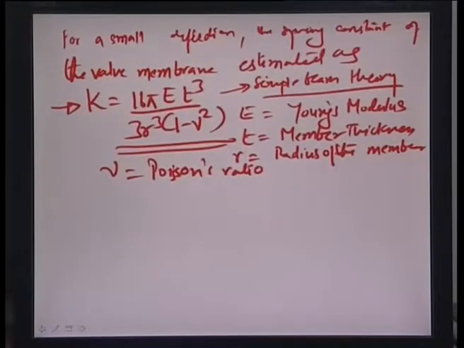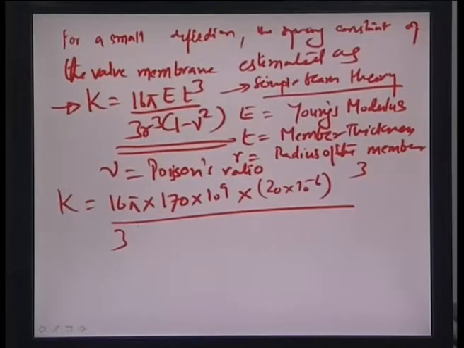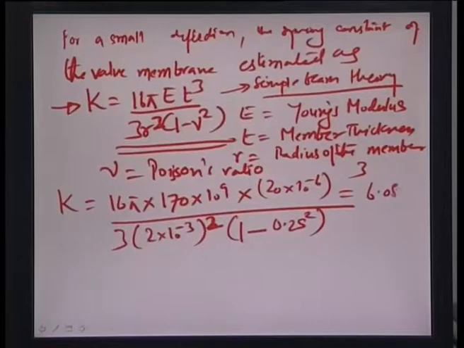So we have pretty much everything. Let us calculate what the K value would be. It is equal to 16 pi times E, which is 170 times 10 to the power of 9 pascals, the Young's modulus for silicon being 170 gigapascals, times the thickness cubed. The thickness is 20 times 10 to the power minus 6 meters, 20 microns. Divided by 3 R squared, where R is the radius, 2000 microns, about 2 times 10 to the power of minus 3 meters, squared, times 1 minus nu squared, where nu is 0.25, the Poisson's ratio. This comes out to be about 6.08 times 10 to the power of 3 Newton per meter. That is what the K value is.